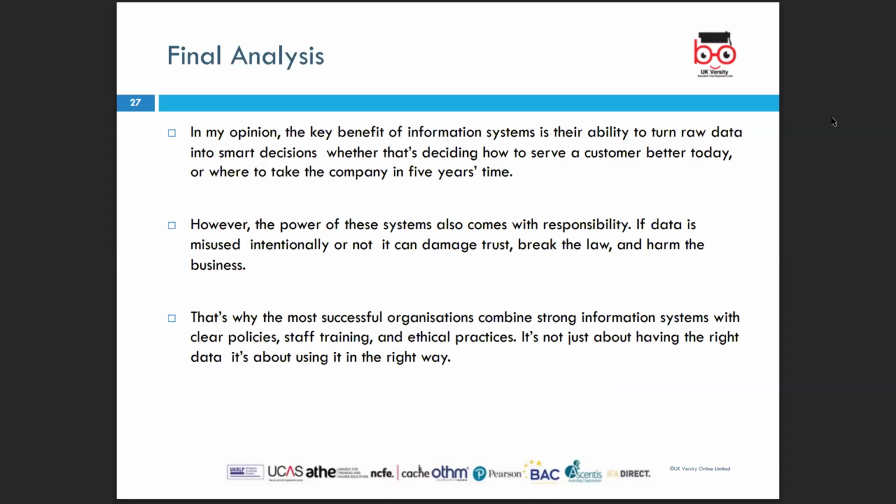So we've now come to summarizing that the power of this system can also come with responsibilities. So if data is misused, intentionally or not, it can damage trust, break the law, and harm businesses.